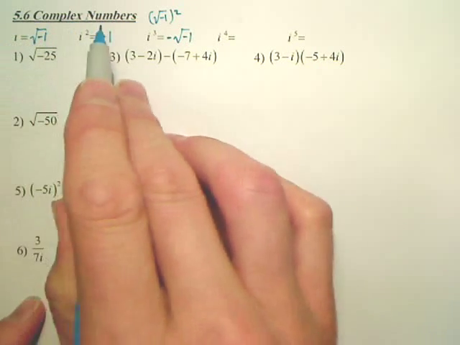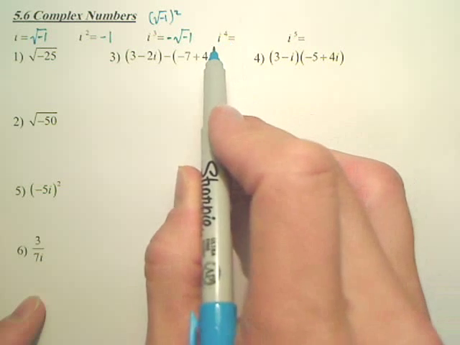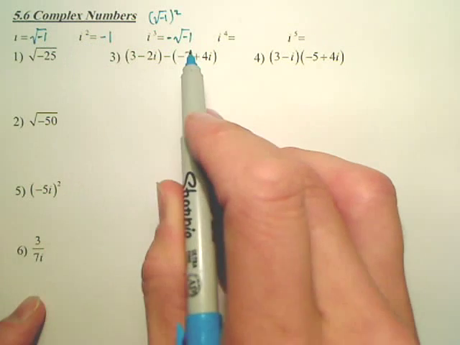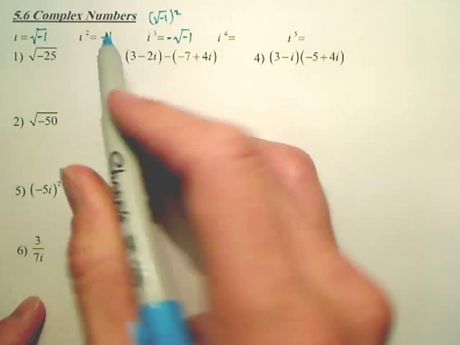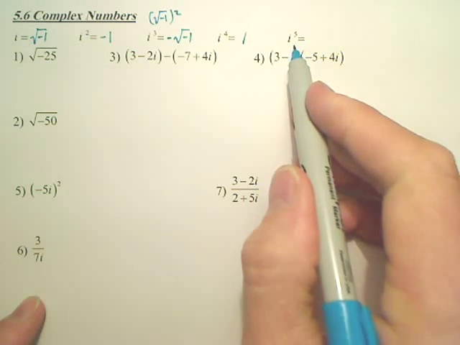You add the powers. So what do you think i to the fourth is? Well, isn't that just i squared times i squared? So what's -1 times -1? Positive 1.